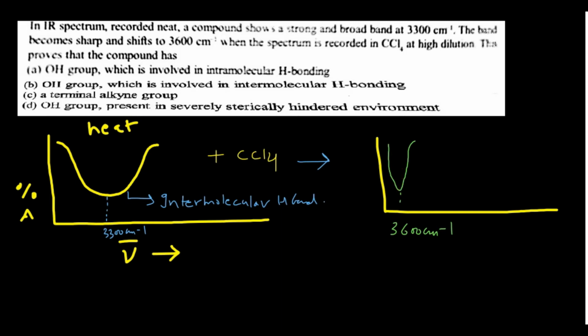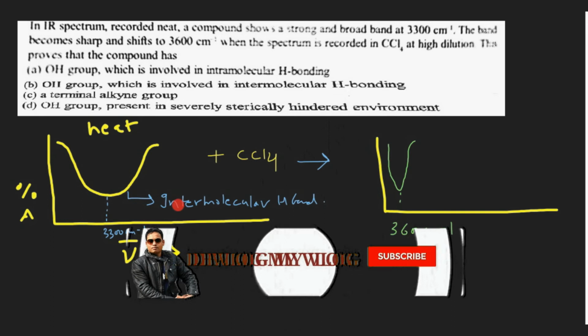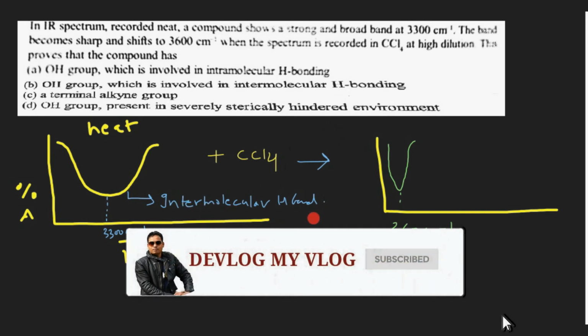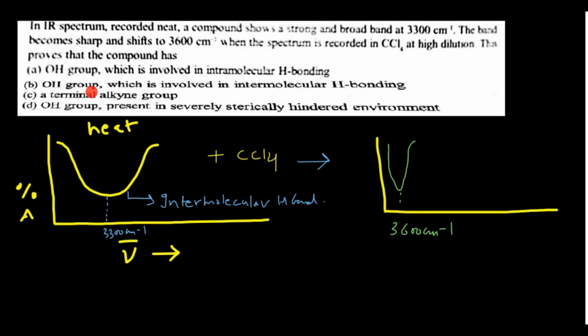So the correct option is looking at the decreasing intermolecular hydrogen bonding. And this option B, OH group, which is involved in the hydrogen bonding initially, now this hydrogen bonding breaks due to the addition of this solvent. So option B in that case is the correct answer. So you can mark option B as the correct answer. Okay, this is very simple.